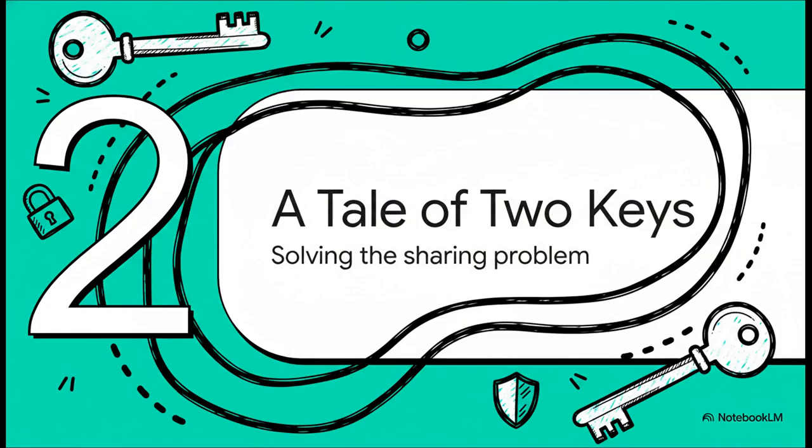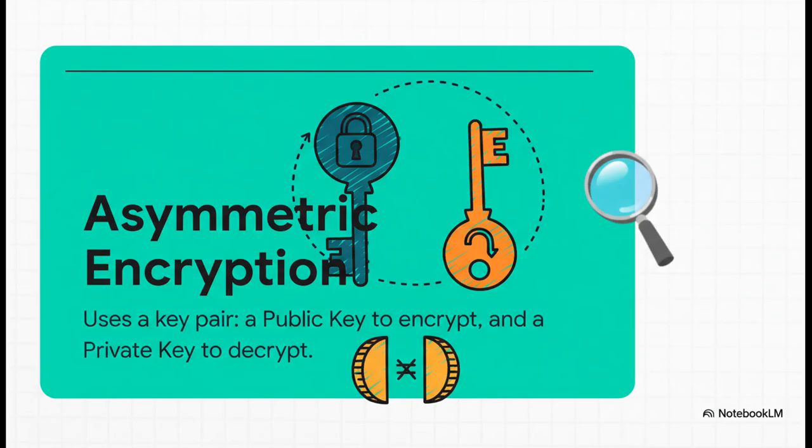So, to solve that really tricky key sharing problem, some brilliant minds came up with a truly elegant solution, asymmetric encryption. And this approach doesn't use one key, it uses two. So this system uses a special pair of keys. They're connected to each other through some pretty complex math, but they do completely different jobs. One is for locking and the other is for unlocking. Think of them as a match set, but they're absolutely not interchangeable.